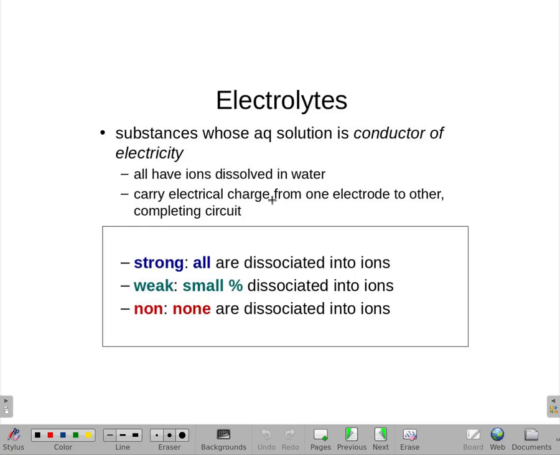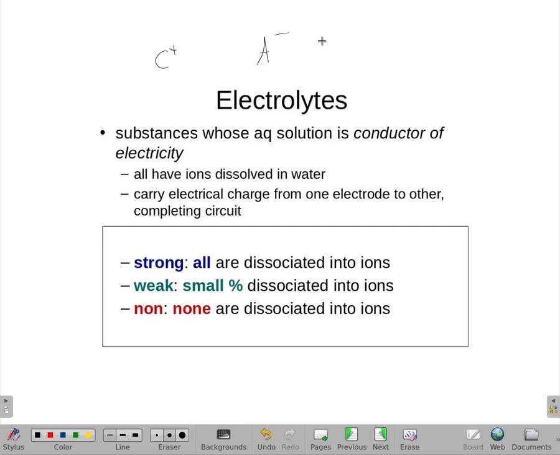Now, when we talked about ionic compounds, we talked about cations and anions. Cations are positively charged species, anions are negatively charged species. Doesn't matter what those ions are, if they are high enough in concentration, they will actually allow a solution to conduct electricity very, very well. That would be strong electrolytes.